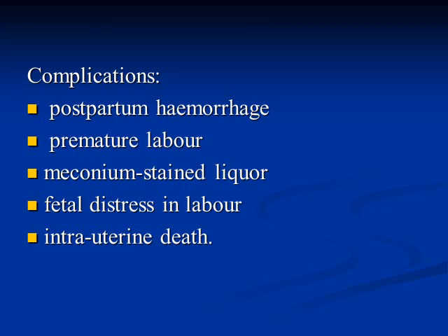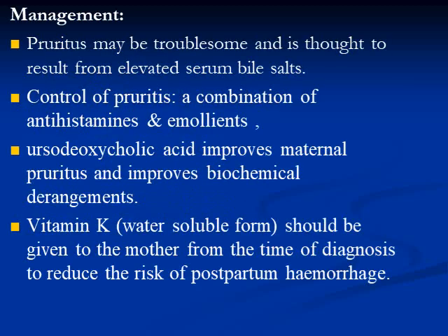Complications of this condition include postpartum hemorrhage, premature labor, meconium stained liquor, fetal distress in labor, and intrauterine fetal death. As we said, this is the most important complication, and we should try to avoid it as much as possible. Now, the management and how to manage these cases. We said the pruritus can start from early gestation, 32 weeks or even earlier, so the patient will seek any treatment in order to get rid of this pruritus. It will be very troublesome for her.